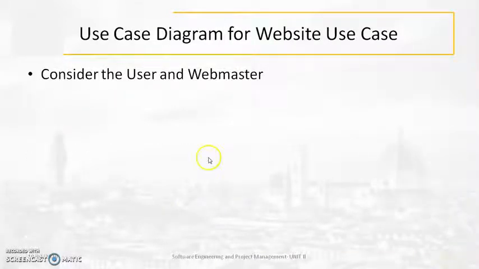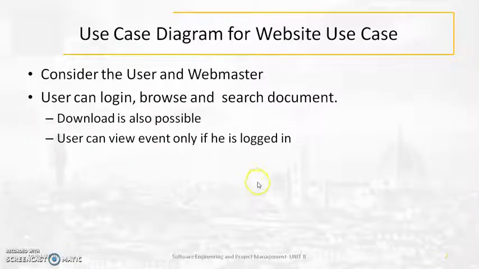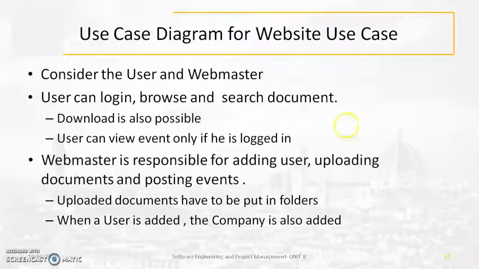Now the use case diagram example for a website. Considering a user and webmasters, the user can log in, browse, and search a document. Downloading is also possible for users, and the user can view the events only if logged in. The webmaster is responsible for adding users, uploading documents, and posting the events. Uploaded documents have to be put in one particular folder. When a user is added, the company is also added.